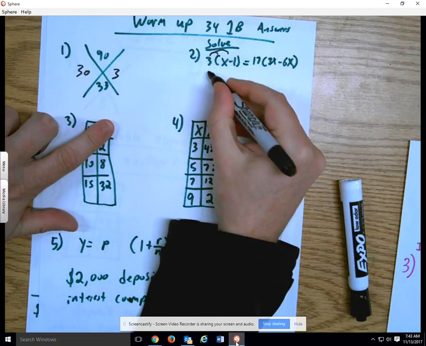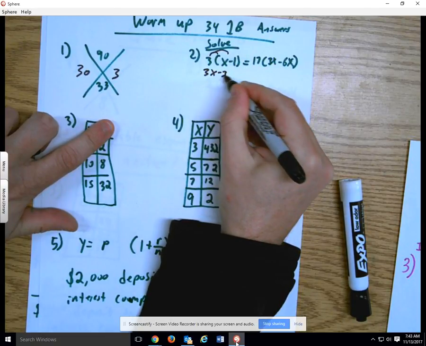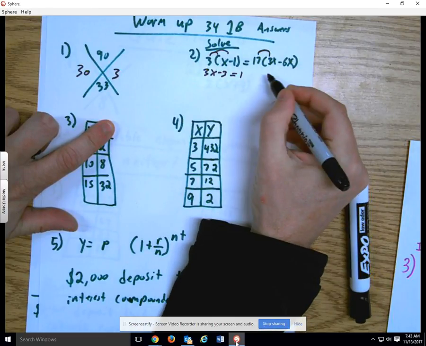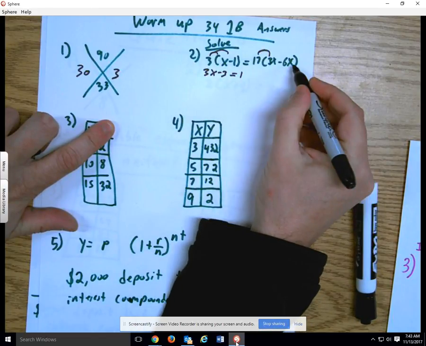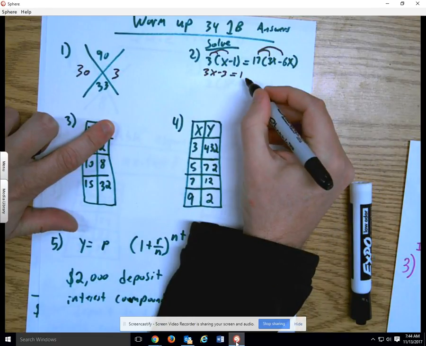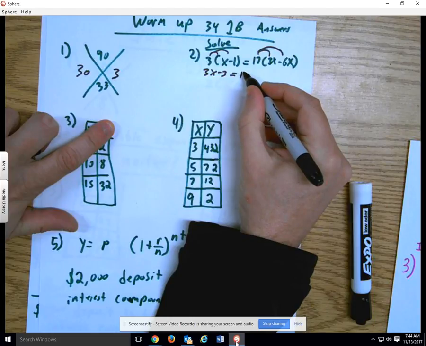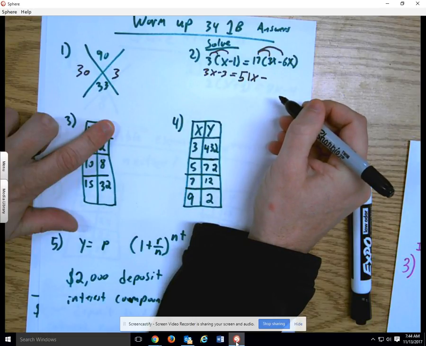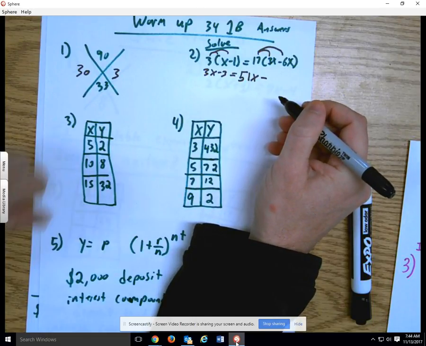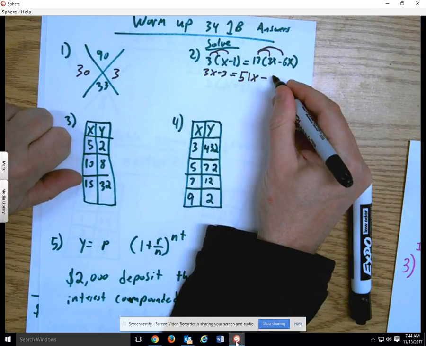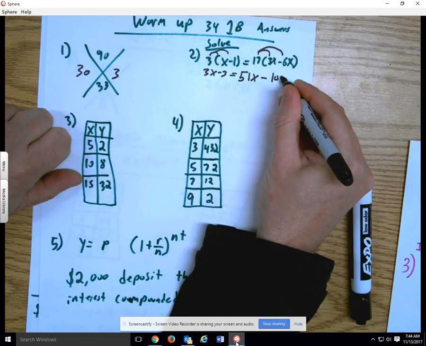And then, hey guys, I'll try not to say your names, but you guys said to distribute, right? So it'd be 3x minus 3 equals, what's 17 times 3? And then what's 17 times negative 6? And so you might want to use your calculators for that. Very good. 50. So it'd be 51x minus, and what's 17 times 6? I'm sorry? 102? Okay. So 102x.